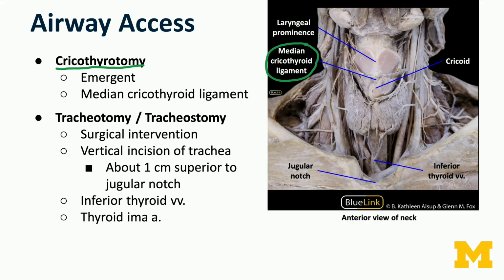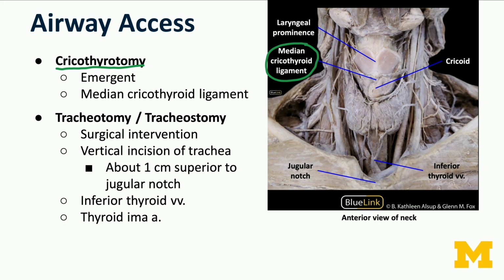So if there is a proximal obstruction, so something before the larynx, you're able to still maintain an airway. There aren't any vessels in the way, and so this could be done in the field with very simple instruments.